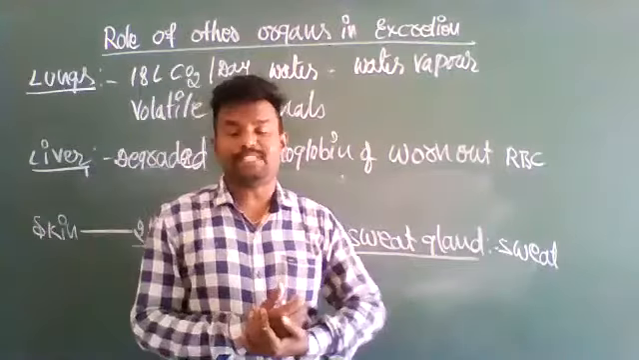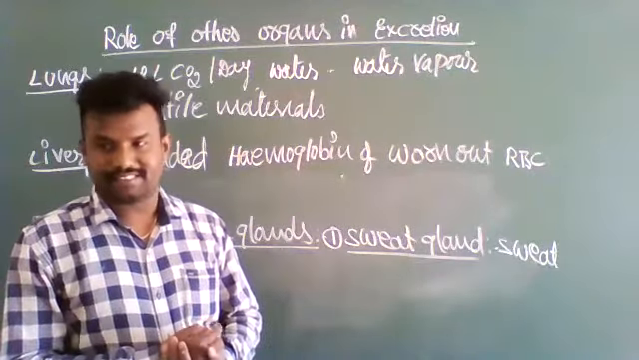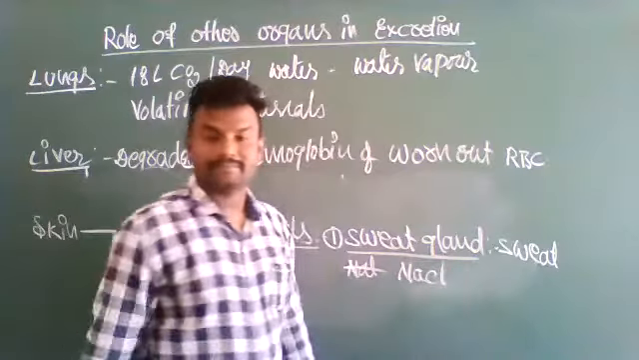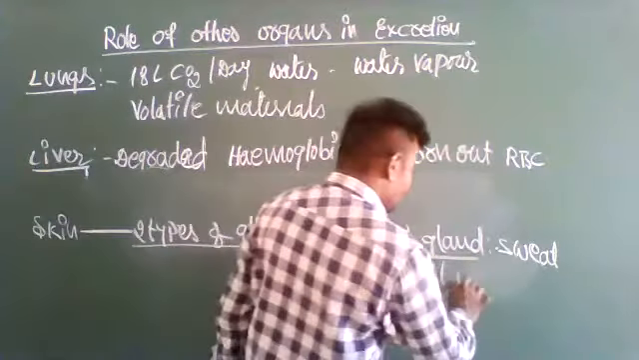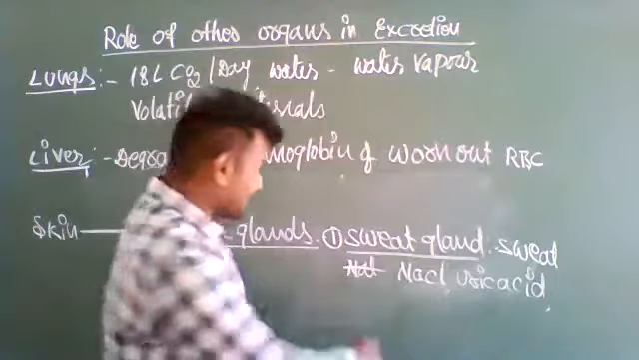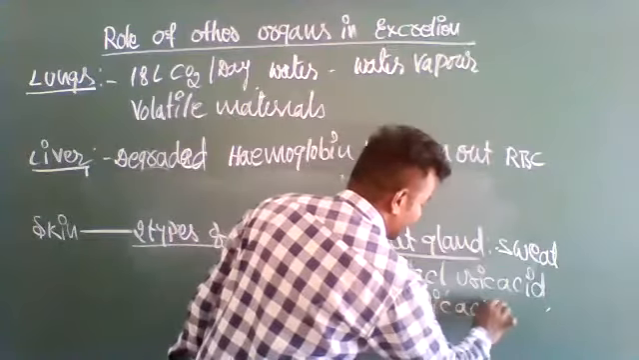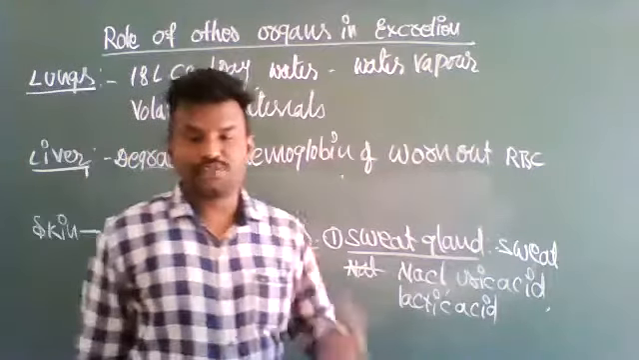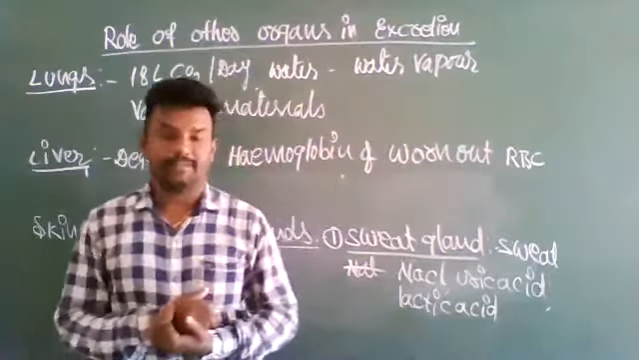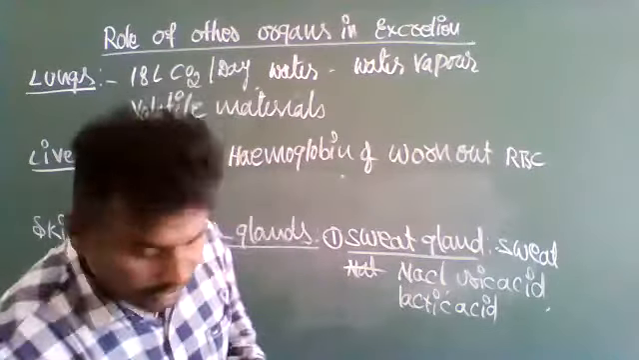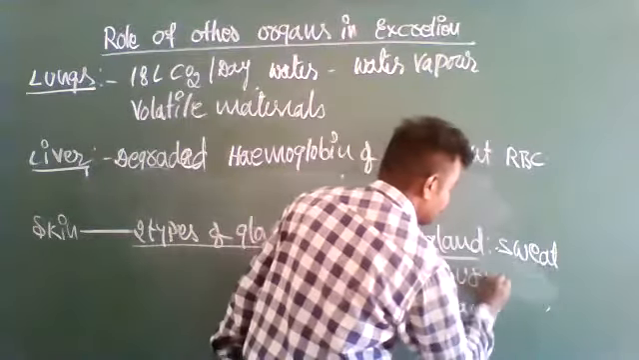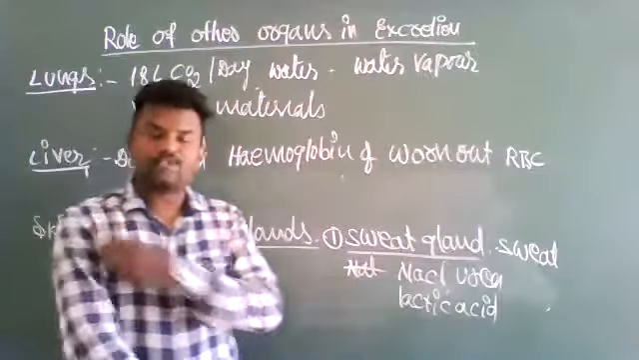The sweat glands also help in the elimination of certain substances: a certain amount of sodium chloride, urea, uric acid, lactic acid, etc. Through our sweat, these certain substances are eliminated.